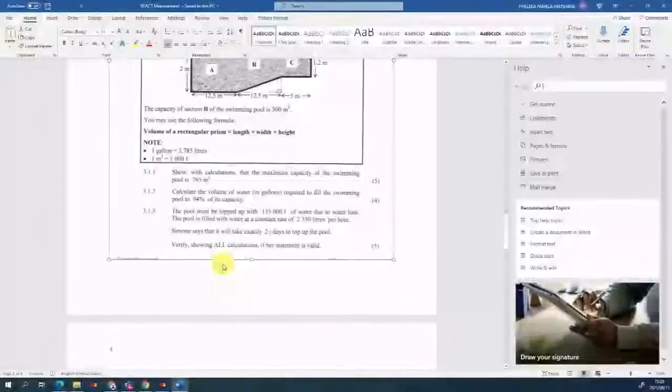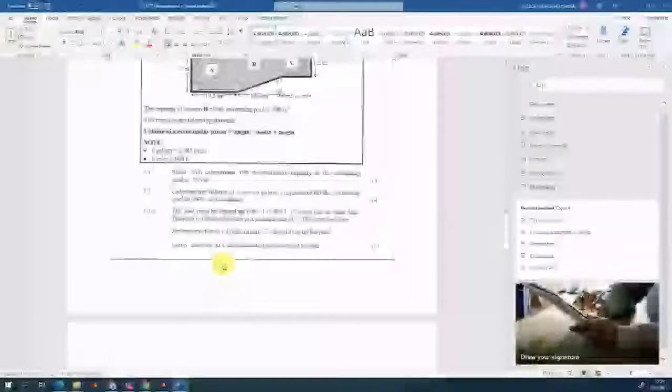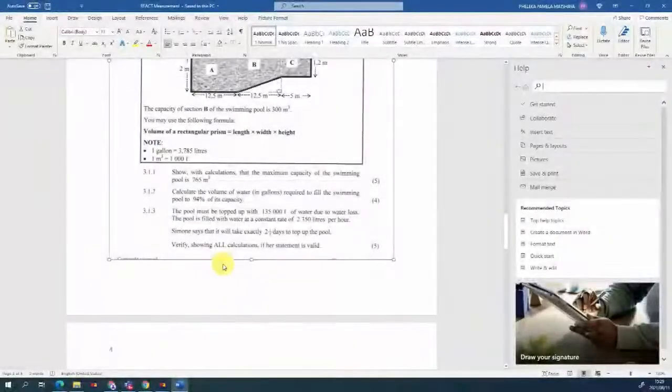The pool is filled with water at a constant rate of 235 liters per hour. Simone says that it will take exactly 2.5 days to top up the pool. Verify, showing all calculations, if her statement is valid. Okay, I think you can start off with it.